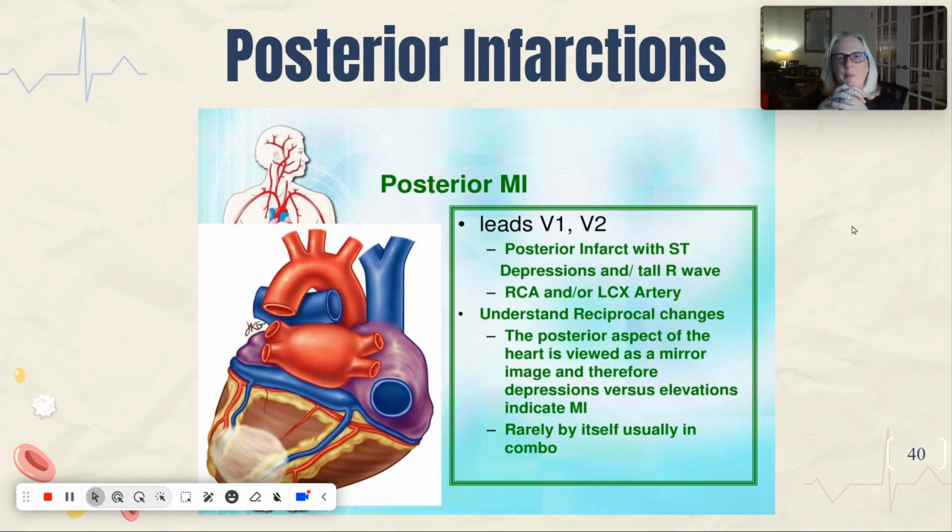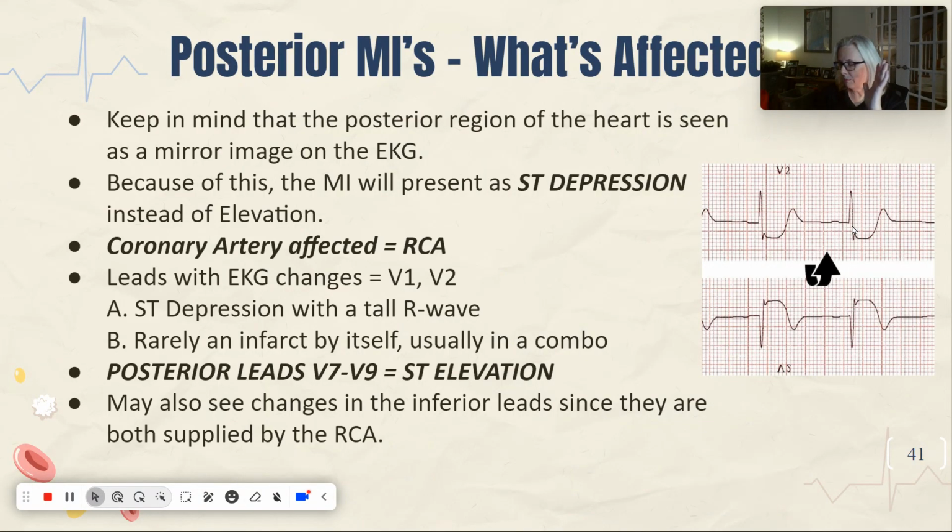Okay, so posterior MI, you're going to see some ST depression in V1, V2, maybe V3 and V4. But because it's the reciprocal, it's the opposite of the back, it's the front, we're not going to see ST elevation, we're going to see depression. Because technically, if we'd put the stickers on the back, we'd see the elevation because it's happening in the back. So it's picking up, it needs to be in front of it to notice it. Okay, so keep in mind that the posterior region of the heart is seen as a mirror image on the EKG. So that's important to know.